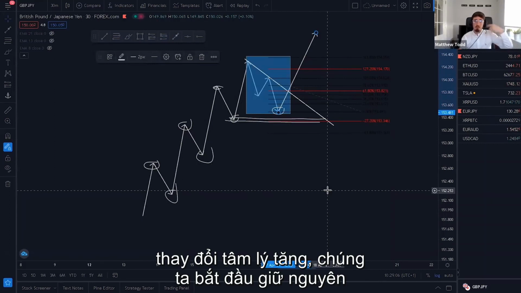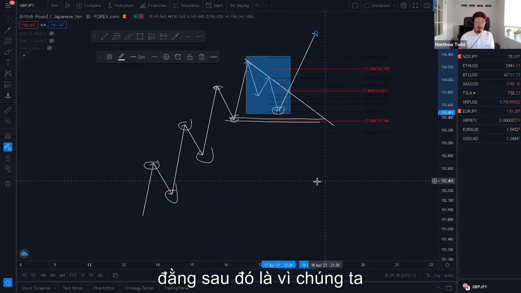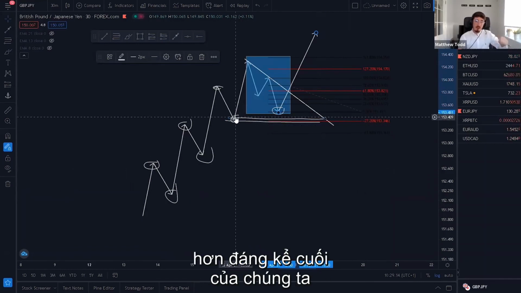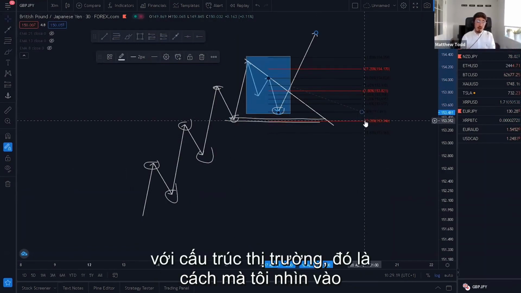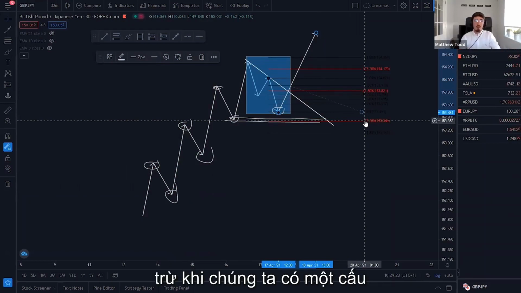We start to flip bullish. We start to remain that bullish trend. And the reason behind that is because we maintain structure based on our last significant high. I trade structure. That's the way that I look at it. So I never, ever look to take sales unless we have a proper structure flip.